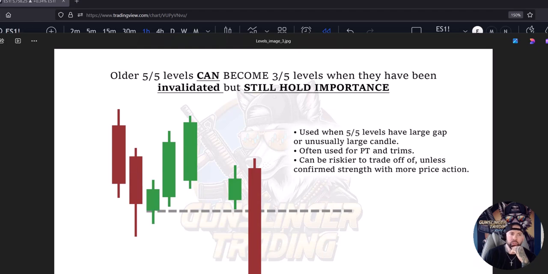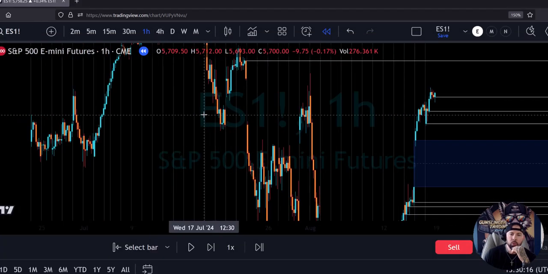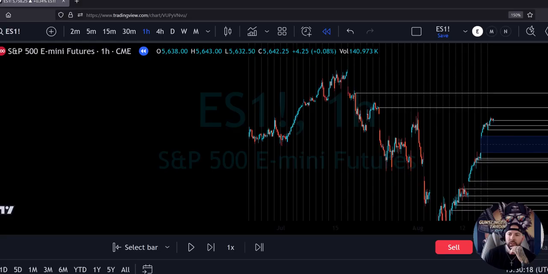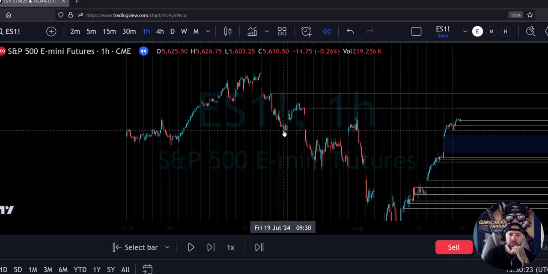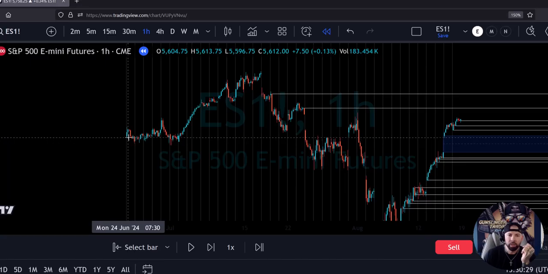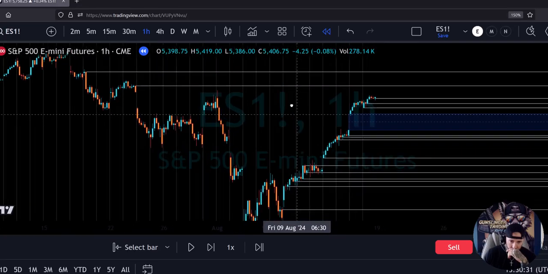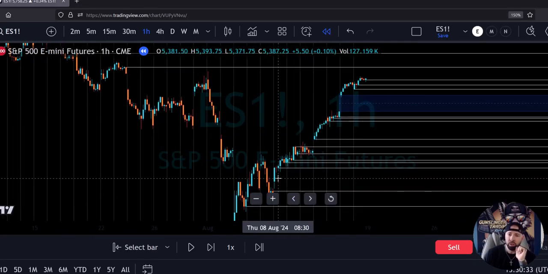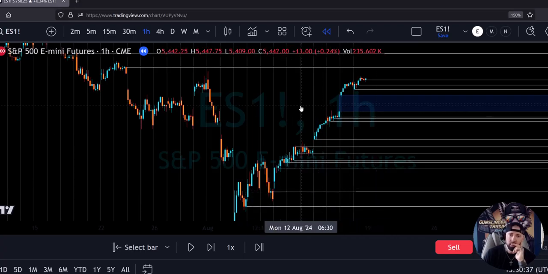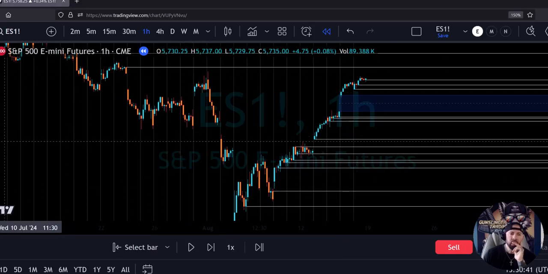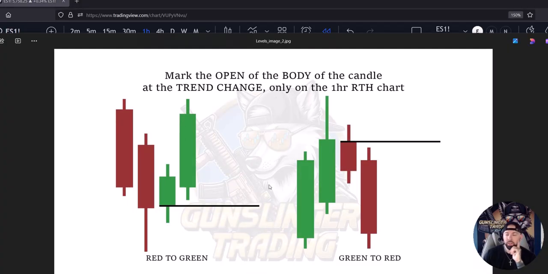When we zoom out on our chart, there will be times where you see that even though this level, like say here, has been invalidated, it still might be pretty important depending. This isn't a great example here, okay? But there will be times where you're going to want to use a level that's been invalidated, especially on large moves. There are also other levels that I don't consider key levels, but you might.